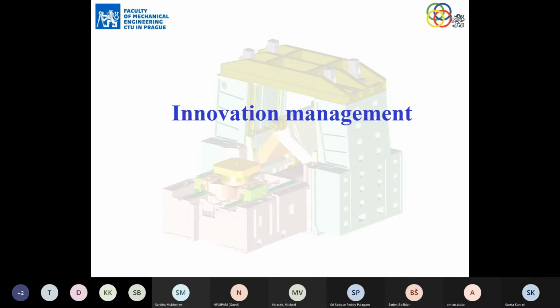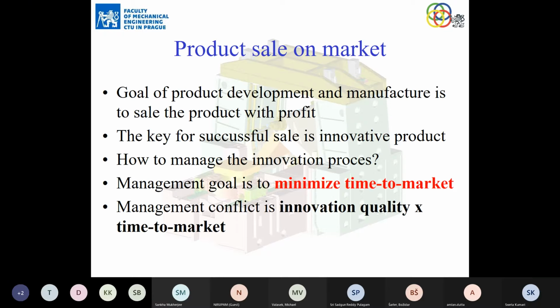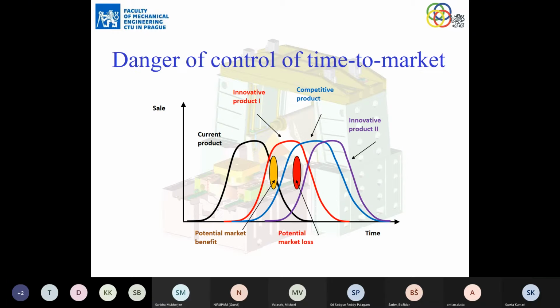So I shall start with the problem of innovation management. Certainly the goal of product development and manufacture is to sell it with profit. The key for successful sale is an innovative product, but how to manage the innovation process? Certainly the key property is to minimize time to market, but how to solve the conflict between innovation quality and reduced time to market?